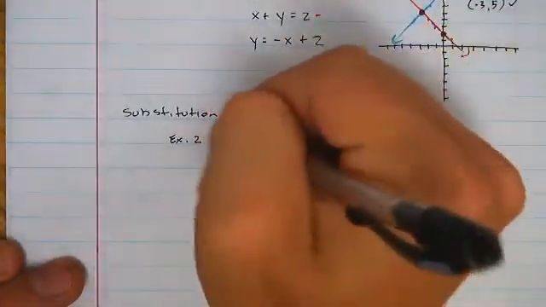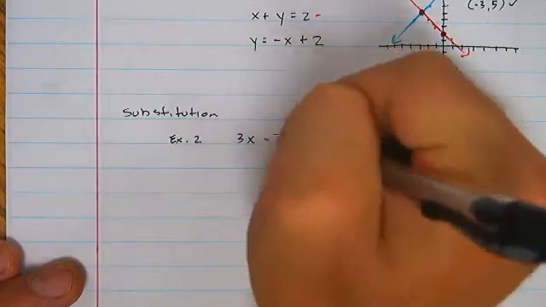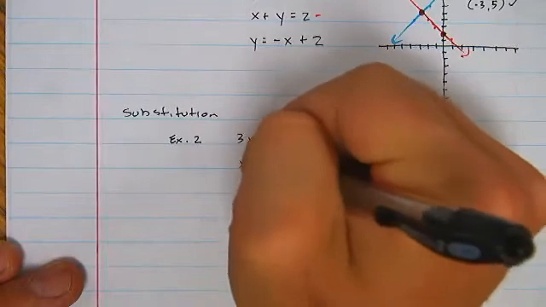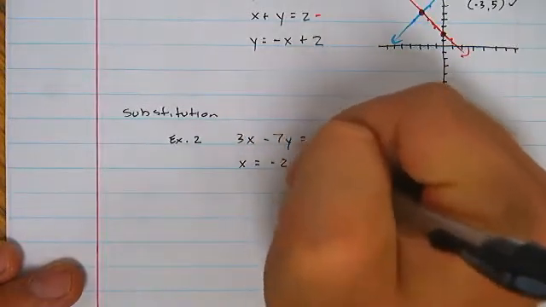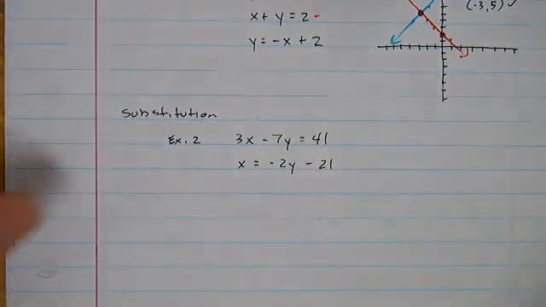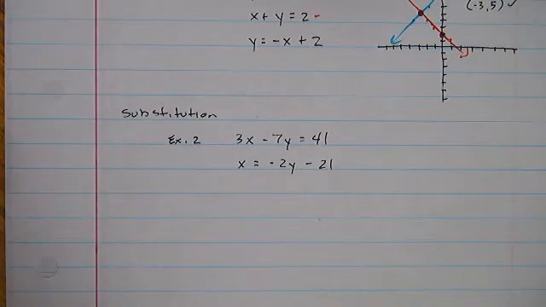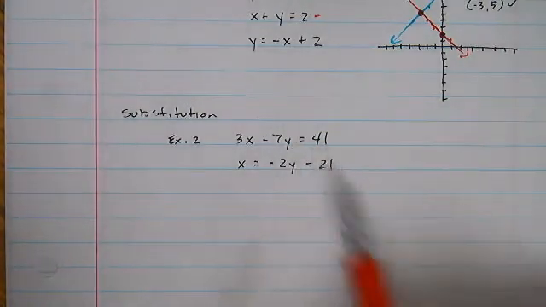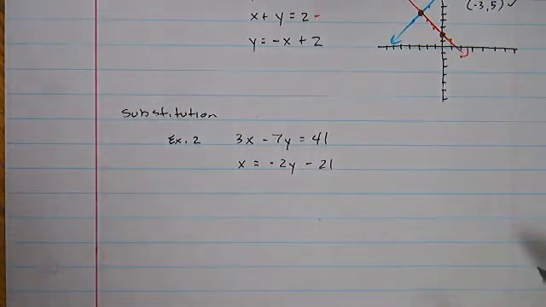Okay, so we've got 3x minus 7y equals 41. And we've got x equals -2y minus 21. Okay, so these are definitely not set up for graphing. They're definitely not in slope-intercept form. I'm going to end up with fractional y-intercepts, which is very tough when you graph, because then you have to adjust the scale to match the fractions and to get solid points, and it just becomes a mess.